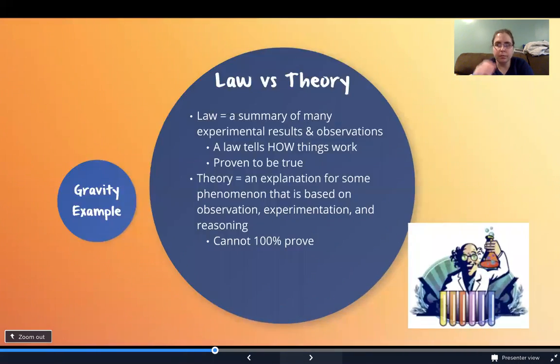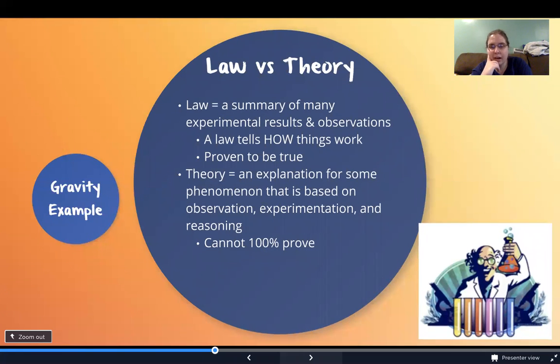Law versus theory. Law we can all really agree on. It's a summary of many experimental results and observations. It tells how things work. In other words, what will happen. Because it tells what will happen, we can agree that they've been proven to be true. If I throw this up, what will happen? It will fall back down. So it tells me how things work. Something's up high, it'll come back down.